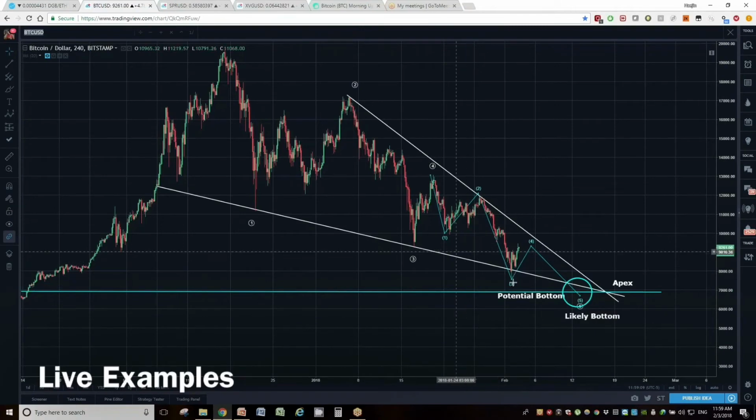I bought here with my cash. And I'm going to have another buy zone here just in case. This is Bitcoin.